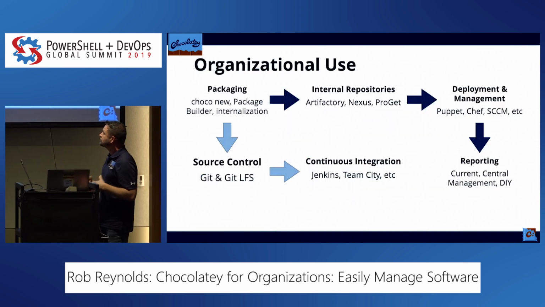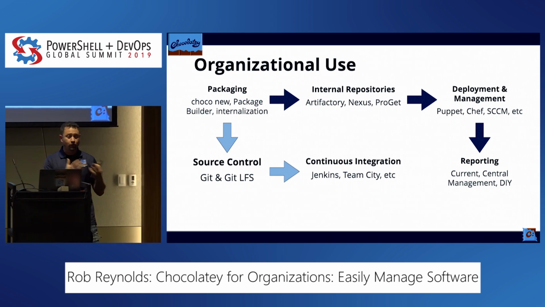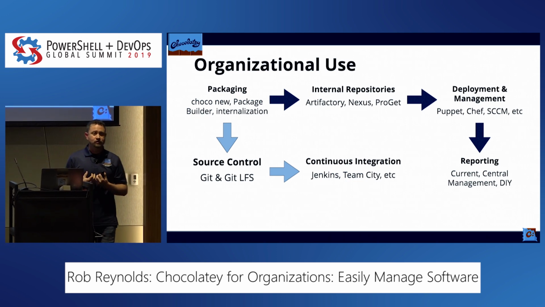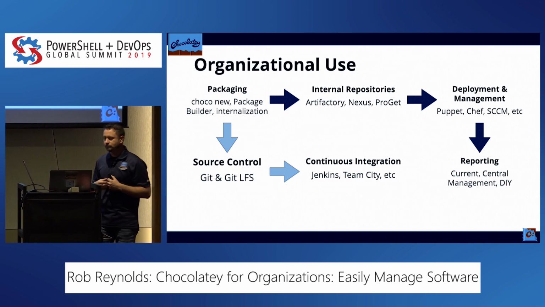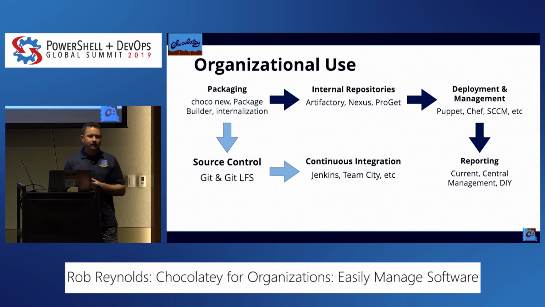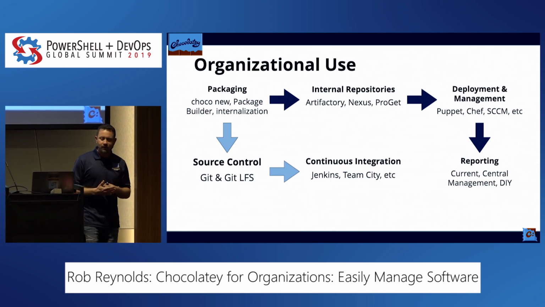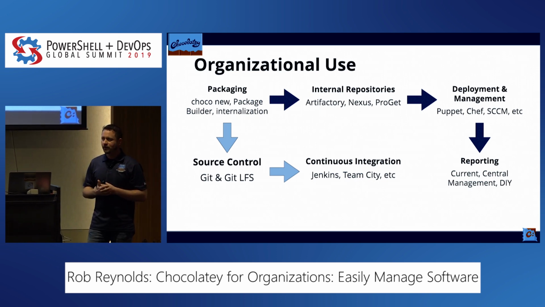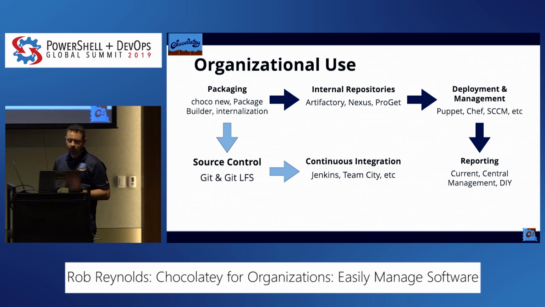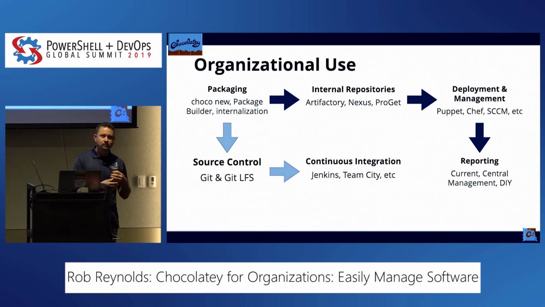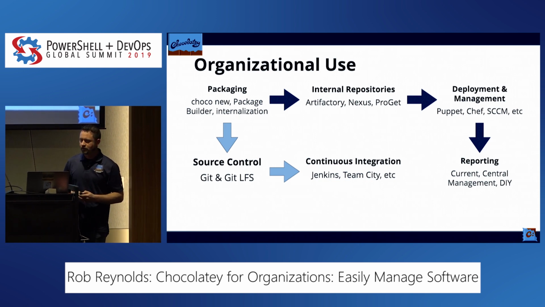So organizational use, we have to think about a few things. One of those is packaging, right? We are creating our own packages. We are reusing packages possibly from the community repository, and how do we do that, right? And then we need a place to put those packages. Of course, that's going to be internal repositories. And then we want to deploy and manage that software on those machines. We do that by coupling Chocolatey with another tool. And of course, reporting. And reporting really gives us that information into, hey, when is it time to upgrade? And what are the different tools that we can bring in there?